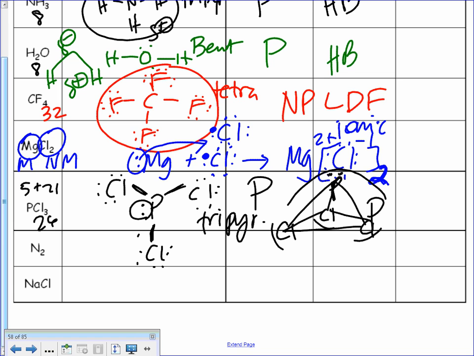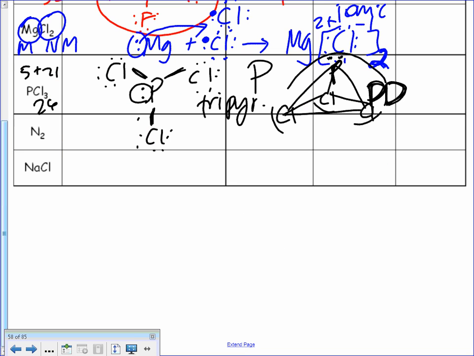Avery, is that going to be, so polar is going to be a dipole or hydrogen bonding to work with? Which one? Dipole. So that's dipole.